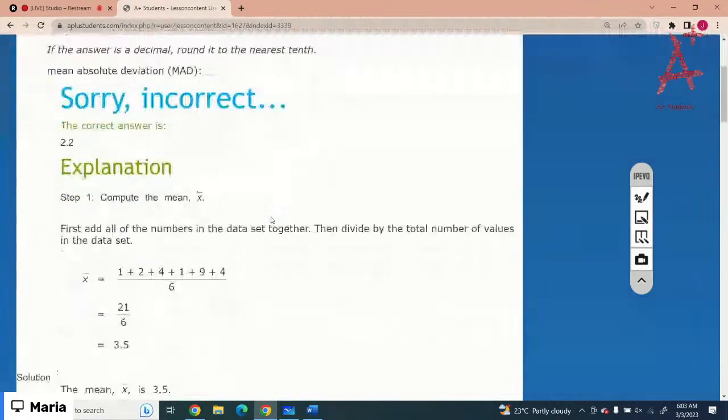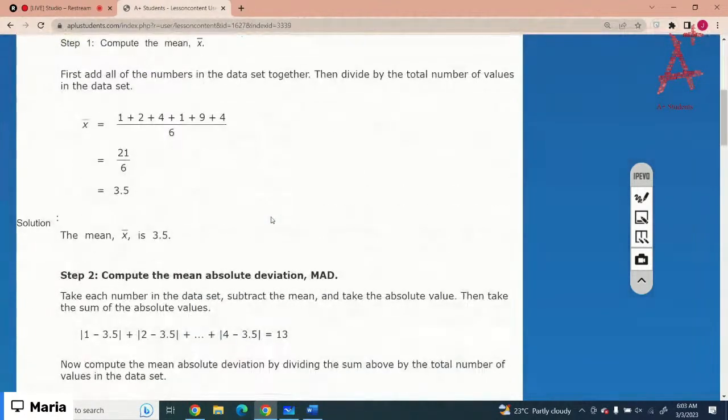For the mean, you have to add them all and then divide them by 6, because in total the data set is 6 in numbers. Got it? You have to do 1 plus 2 plus 4 plus 1 plus 9 plus 4. So together they make 21. You have to divide 21 by 6 and it makes 3.5. Got it? Now you have to calculate the mean absolute deviation.